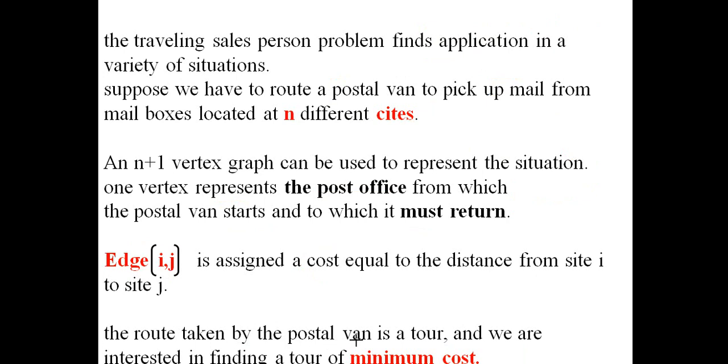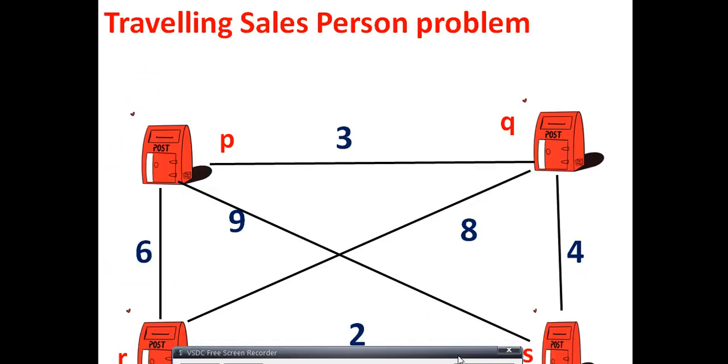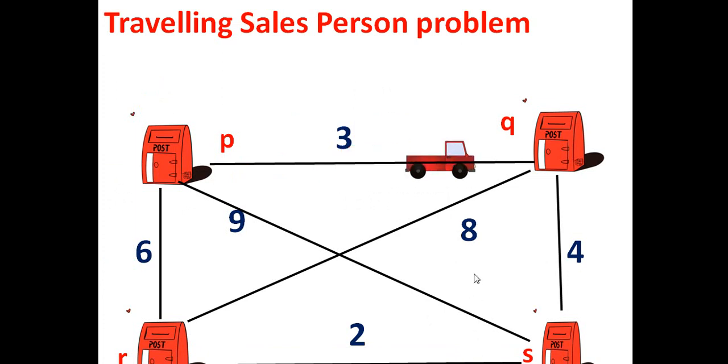The route taken by the postal van is a tour, and we are interested in finding a tour with minimum cost. We have to find the minimum cost. So let's see this minimum cost. In this example, the postal van starts its journey from the original place to another place, from this place to another one, and returns to the original place. Is it clear? Return to the original place.